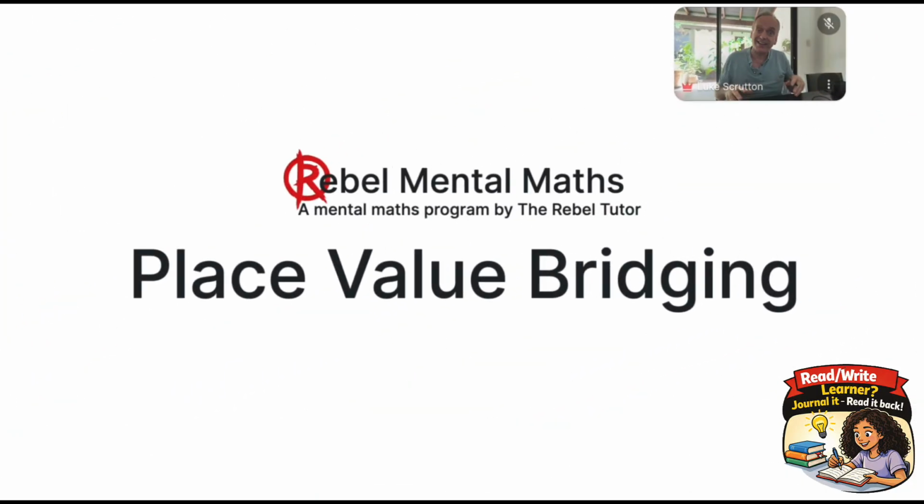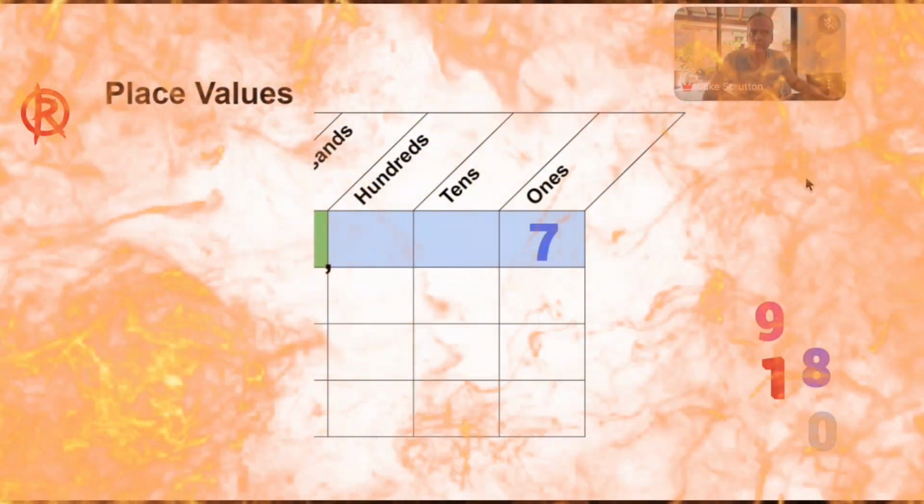We're going to continue today, place value. We're looking at bridging. This is something, especially the younger ones might get confused with, but it can also be something that's useful to go over for the older ones.